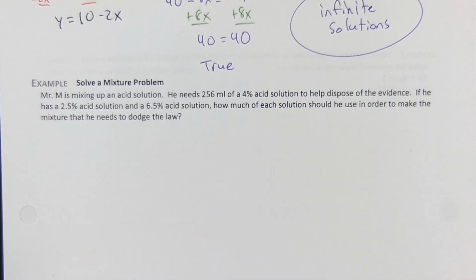Mr. M is mixing up an acid solution. By the way, that's me. He needs 256 milliliters of a 4% acid solution to help dispose of the evidence. If he has a 2.5% acid solution and a 6.5% acid solution, how much of each solution should he use in order to make the mixture that he needs to dodge the law?